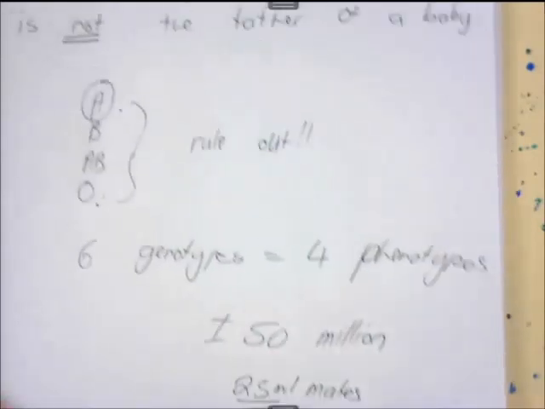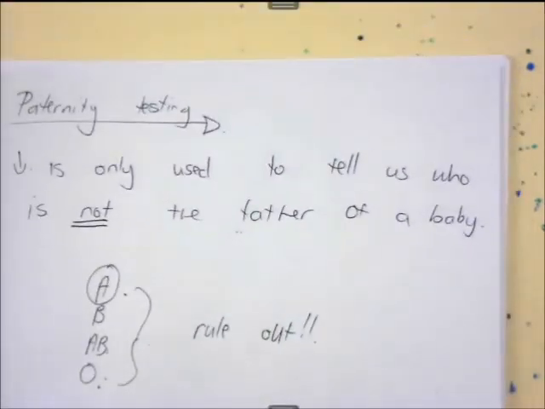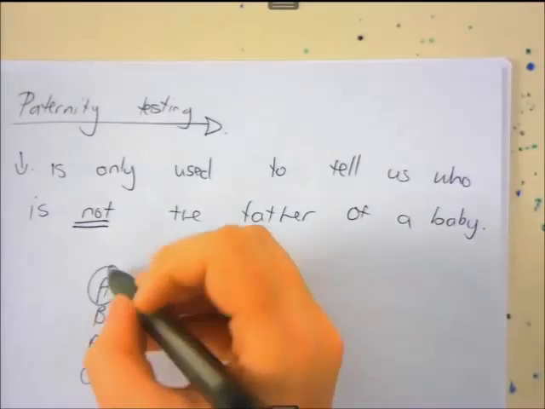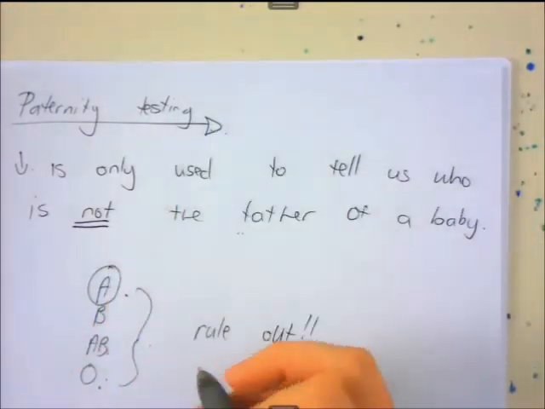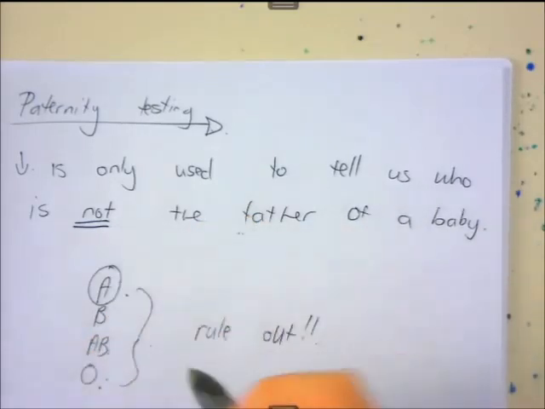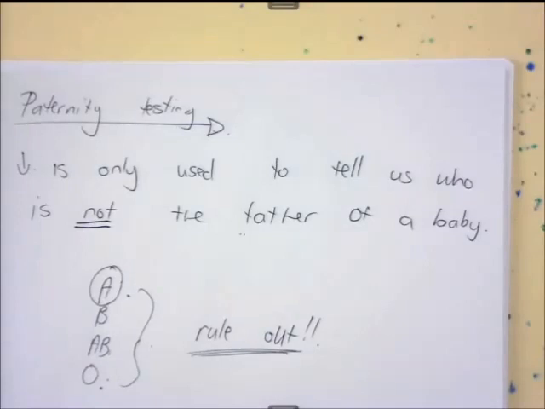So the only thing we can say in terms of blood typing and linking it to this issue of paternity testing is that using blood typing is only going to disprove or rule out possible fathers. It is not going to be enough to prove paternity of a baby. So what I'd like to do now is just run through an example with you.